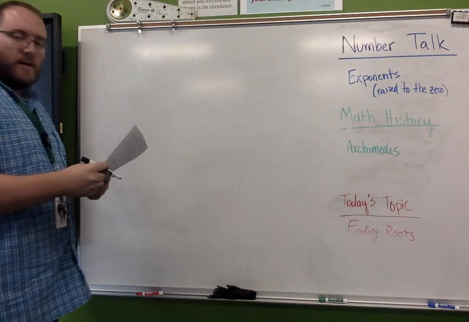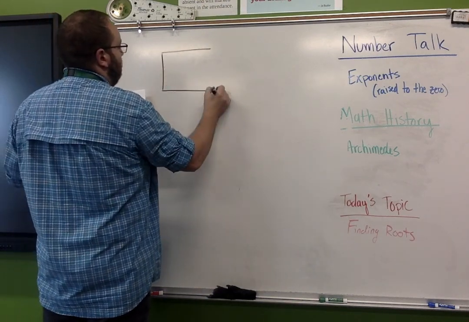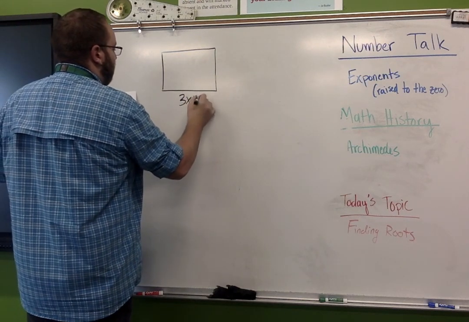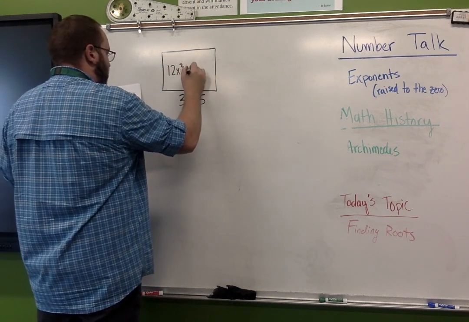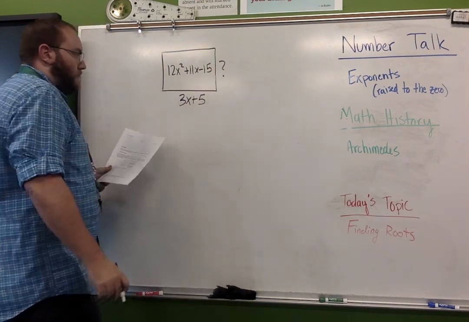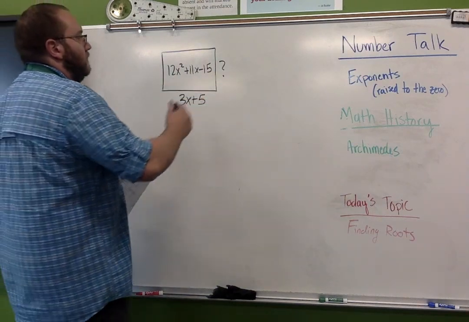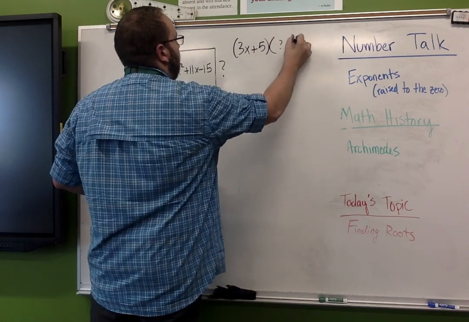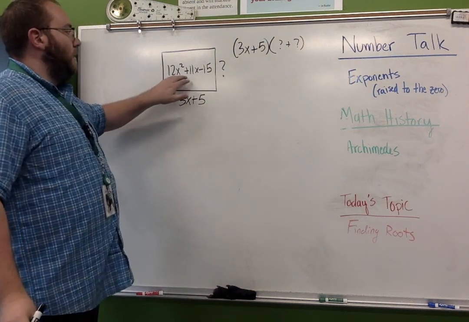And then we have that last question, it's the application. So we have a rectangle, it says. And it says the length of one side of the rectangle is 3x plus 5. And the total area is 12x squared plus 11x minus 15. We want to find the width of the rectangle. Okay, well remember, area is length times width. So we have 3x plus 5 times another binomial. We're trying to find that binomial. But we do know the area. We know what the product is.